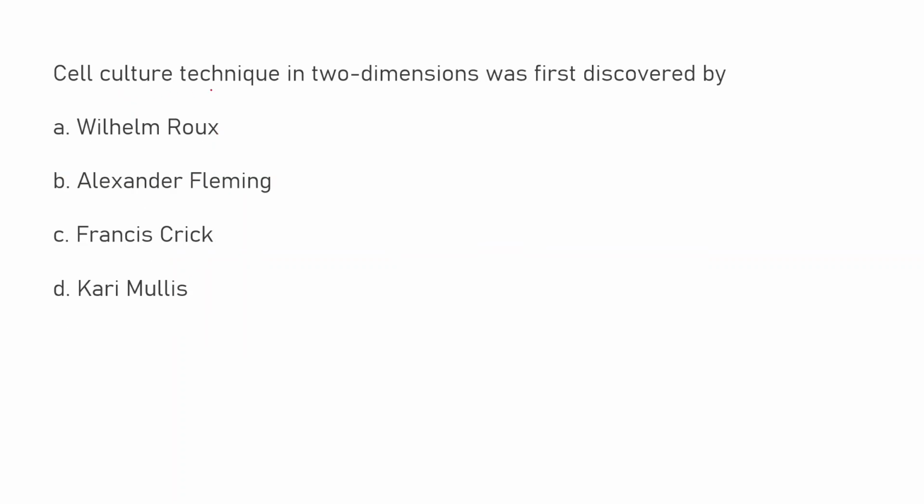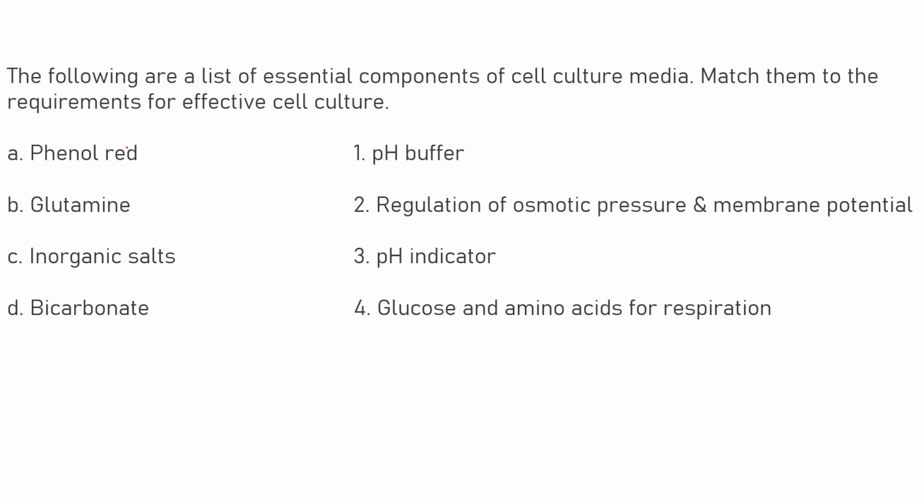Now, cell culture technique in two dimensions was first discovered by Wilhelm Rau, Alexander Fleming, Francis Crick, or Carey Mullis. So the correct option is Wilhelm Rau. Now, the following are a list of essential components of cell culture medium. Match them to requirements for effective cell culture. So here there are four options: phenol red, glutamine, inorganic salts, bicarbonate. And the four options are here.